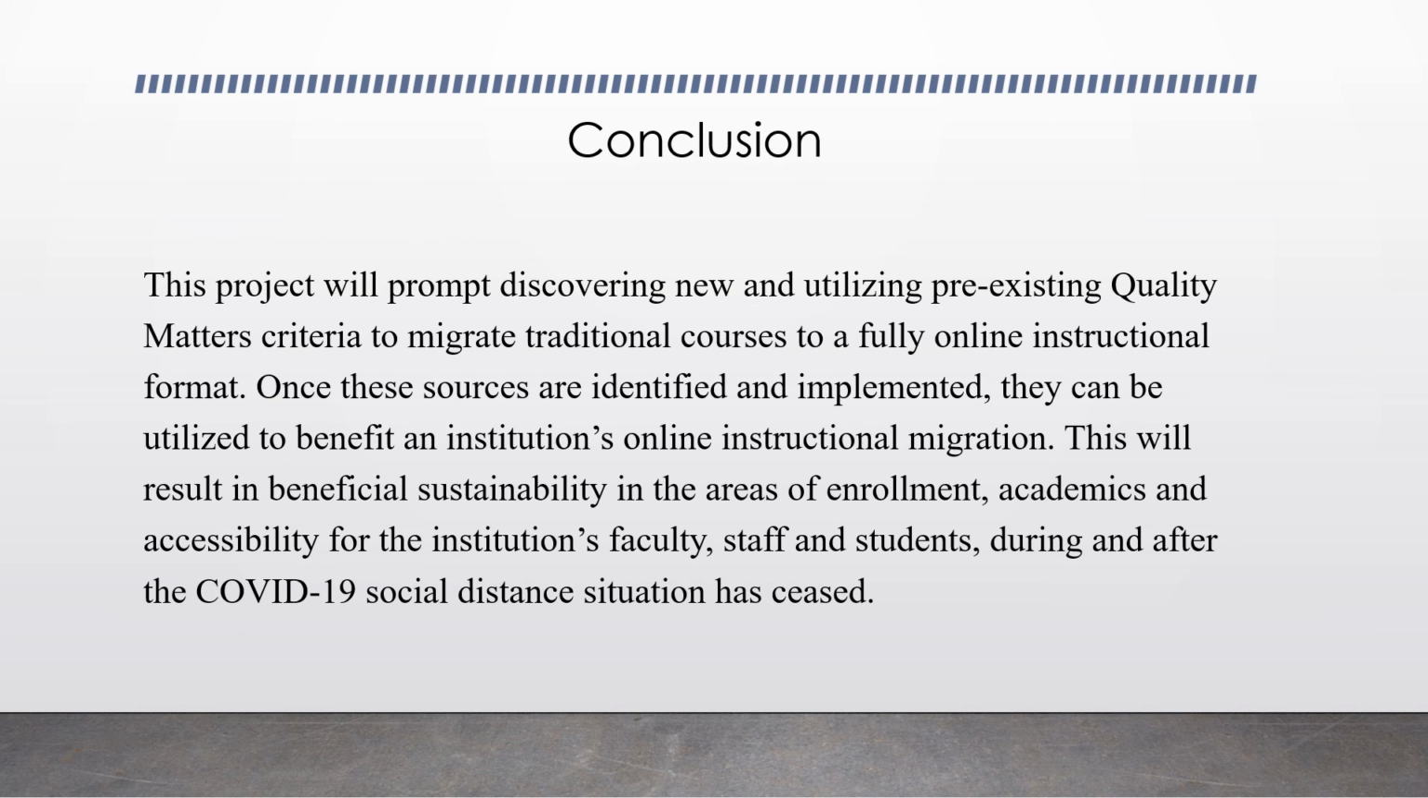In conclusion, this project will prompt discovering new and utilizing pre-existing Quality Matters criteria to migrate traditional courses to a fully online instructional format. Once these sources are identified and implemented, they can be utilized to benefit an institution's online instructional migration. This will result in beneficial sustainability in the areas of enrollment, academics, and accessibility for the institution's faculty, staff, and students during and after the COVID-19 social distancing situation has ceased.